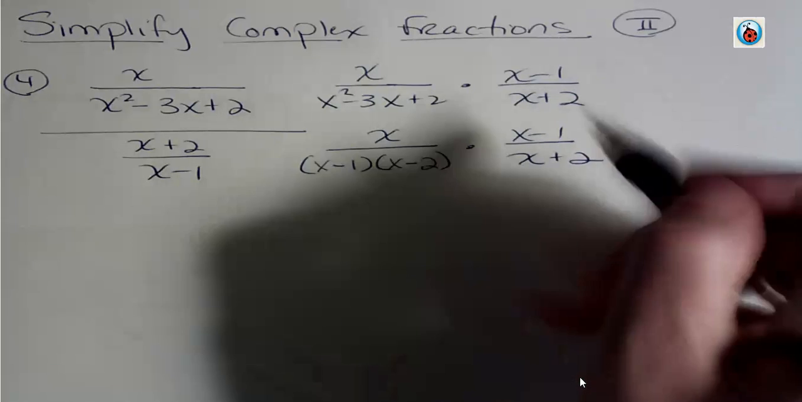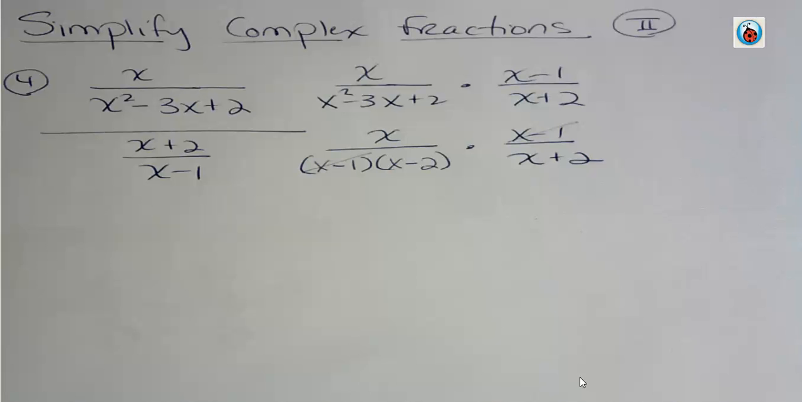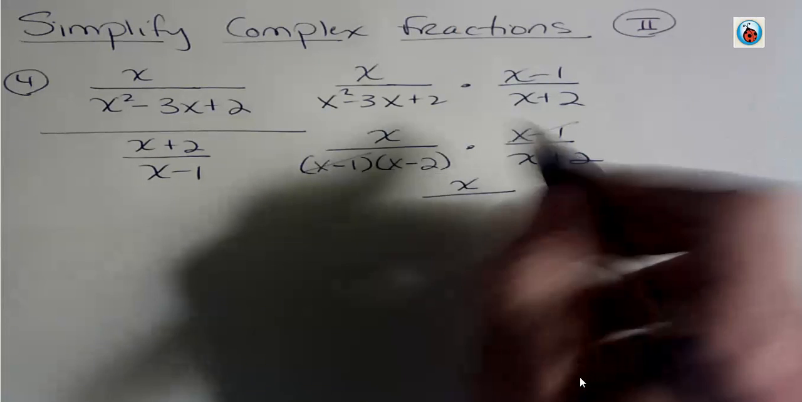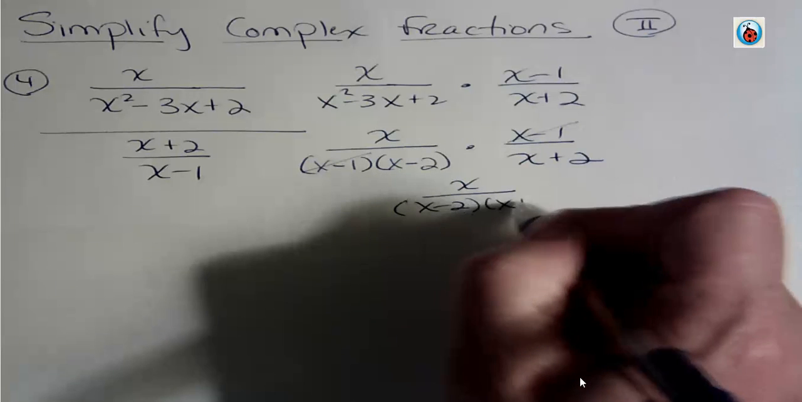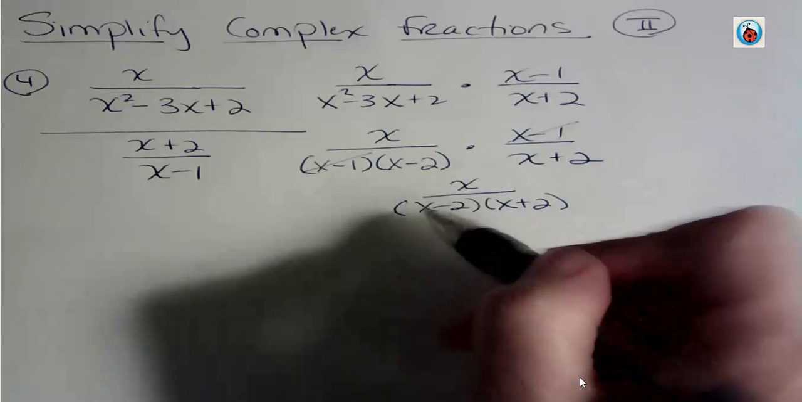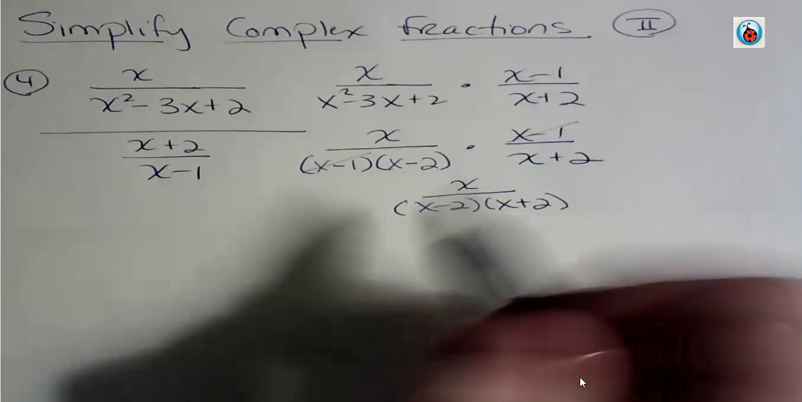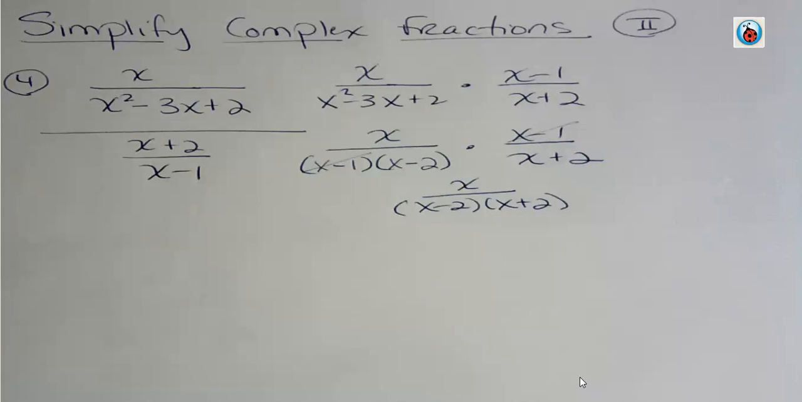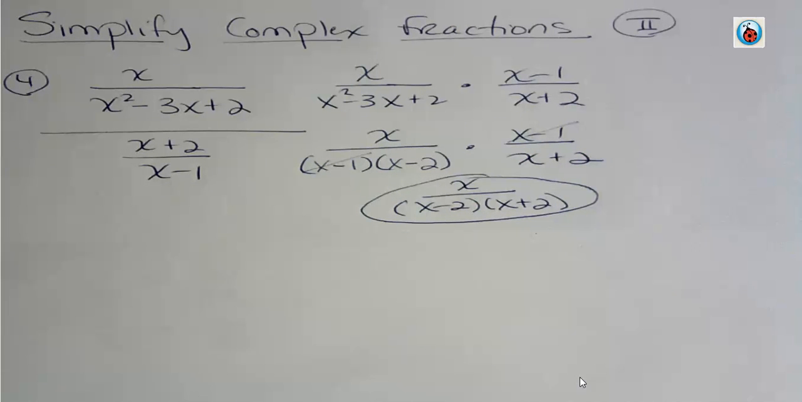And then the x minus 1, because one's on top and one's on the bottom, we can cancel. Because they're exactly alike, I can do that. What that leaves up top is the x, and on the bottom, it leaves x minus 2 and x plus 2. I cannot cancel those x's because you can't take part of a binomial. You can take the whole thing or none of it. So my final answer is x over x minus 2, x plus 2.